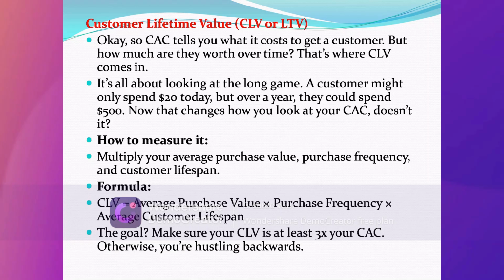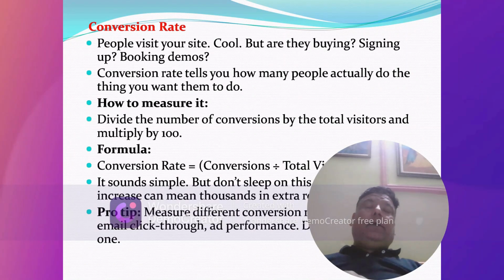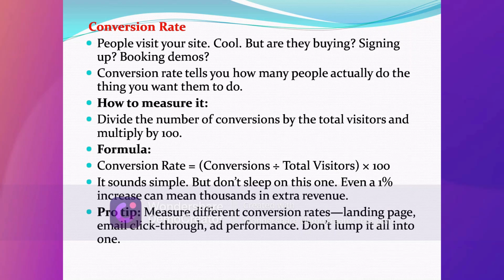Next is conversion rate. People visit your website, but are they buying the product? Are they signing up, booking demos? So conversion rate is how many people converted out of the total visitors to your website, multiplied by 100. So the formula is conversions divided by total visitors into 100. Suppose the total visitors to your website are 500, but only 250 converted. So the conversion rate is 50 percent. You can monitor whether the rate of conversion is changing. That is a positive sign.